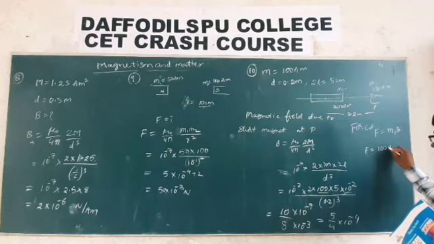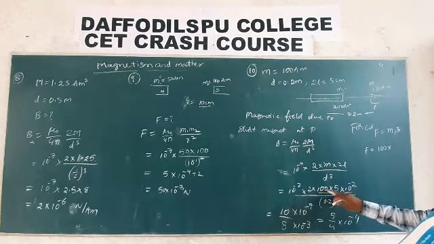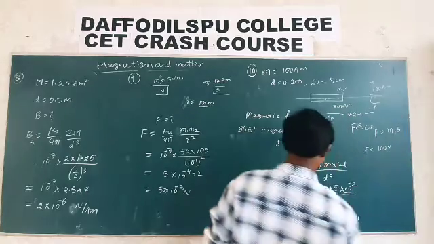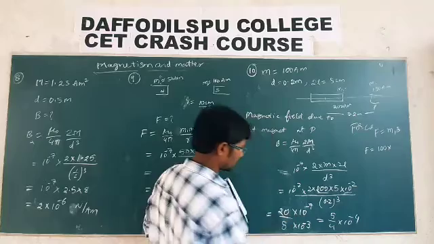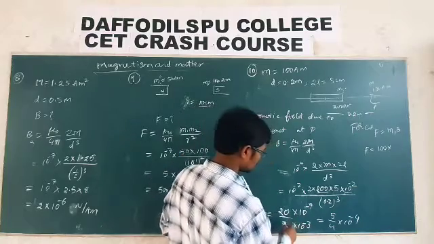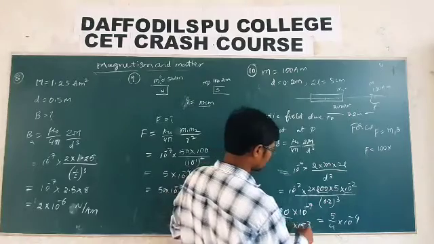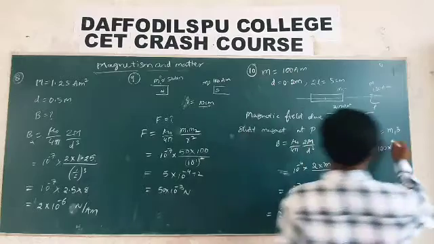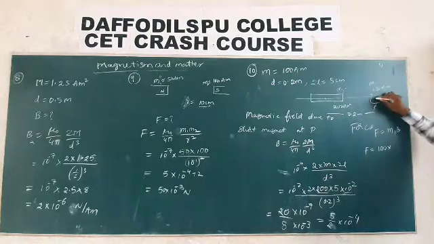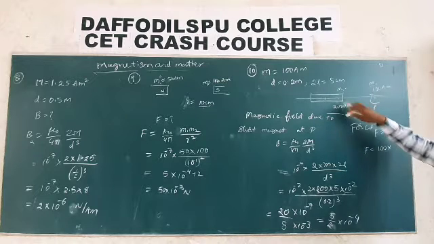Let us see the 11th one. A bar magnet of length 0.2 meter, of pole strength m equal to 5 ampere meter, is kept in a uniform magnetic induction field of strength 15 Weber per meter square, making an angle of 30 degrees with the field. Find the couple acting on it.